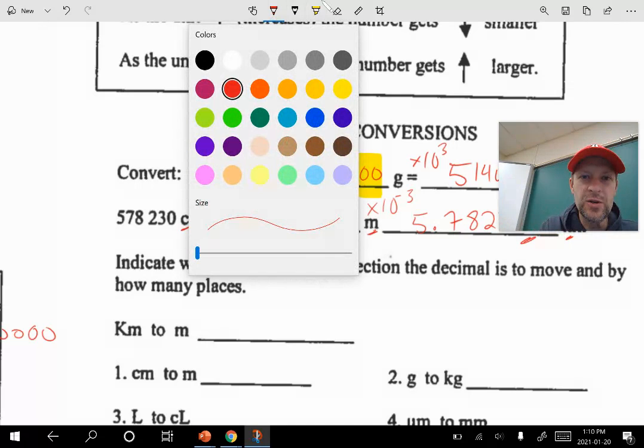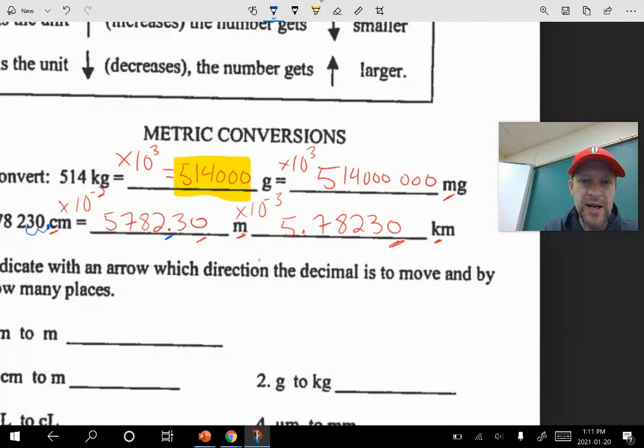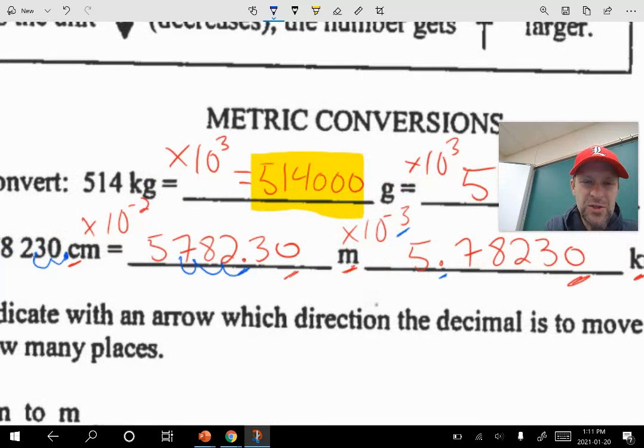I'm just going to change my color to blue. What did I actually do? 578230, technically there's a decimal at the end of that number, and when I go times 10 to the negative 2, it moves the decimal 2 places. And you see where it is now, it's between the 2 and the 3. And then on the last part, I went times 10 to the power of negative 3, and how many places did I move my decimal? 1, 2, 3, right between the 5 and the 7, which is where it landed. You can apply the same logic to the first example we did. The decimal's at the end of the 514, and we moved it 1, 2, 3 places.